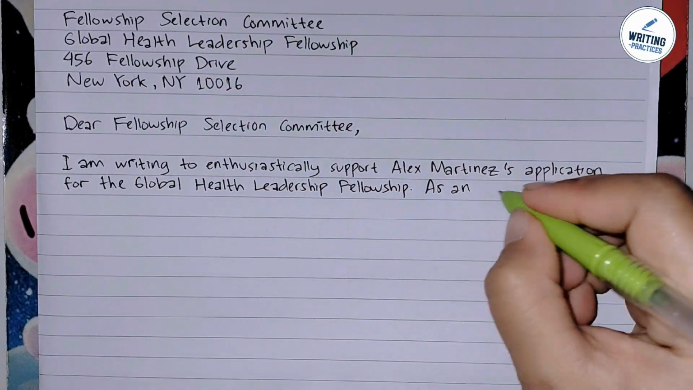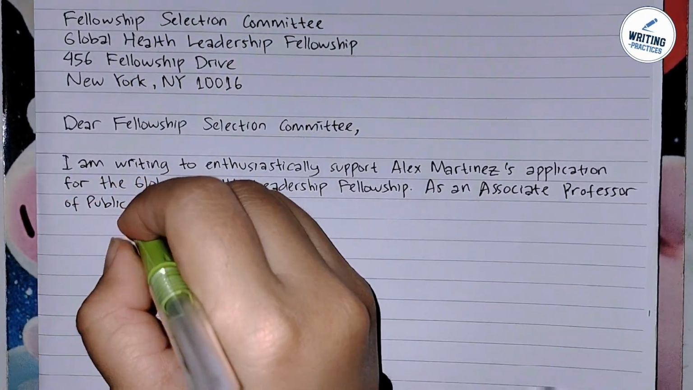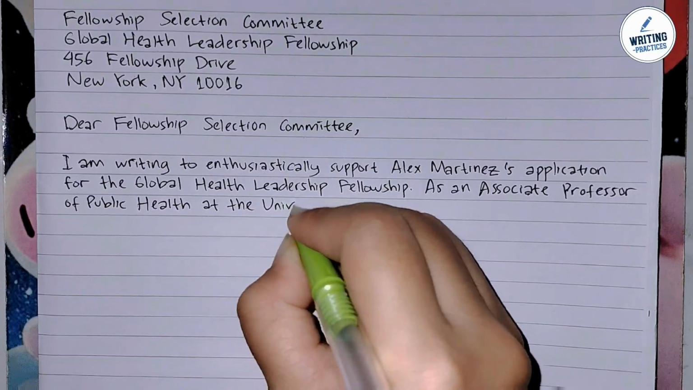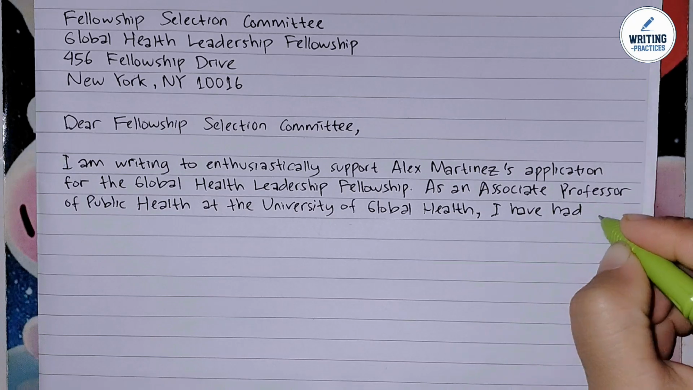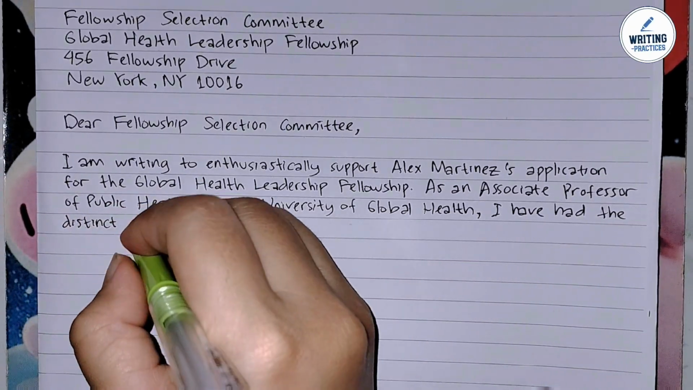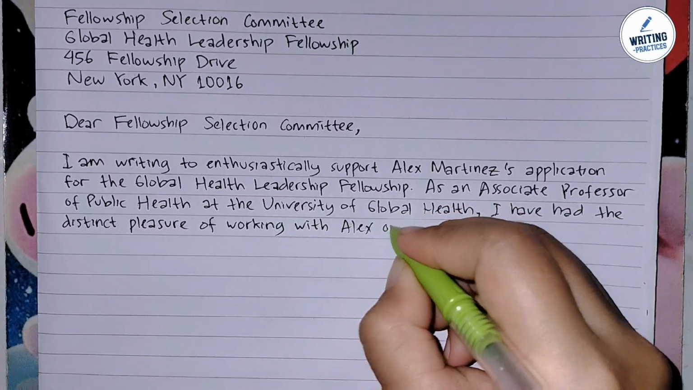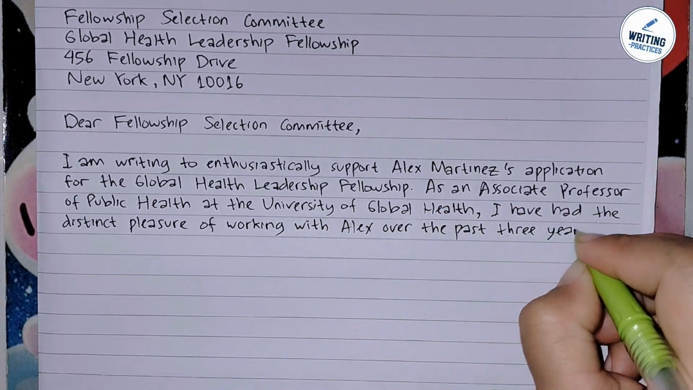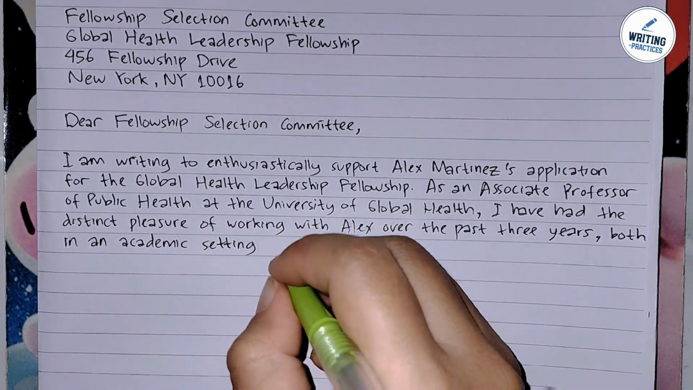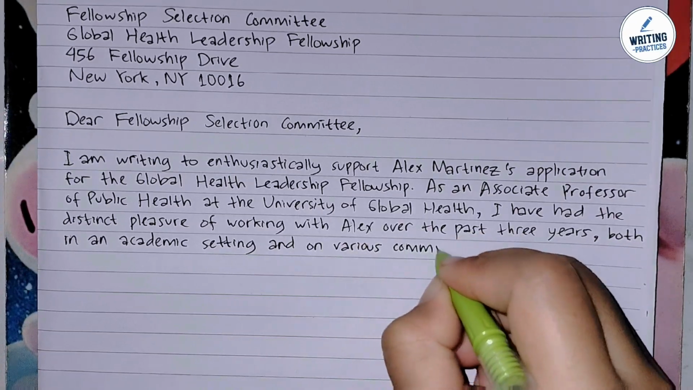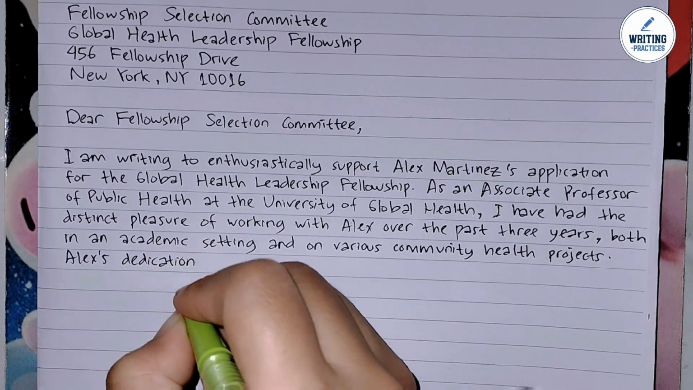For example, you may write, I am writing to enthusiastically support Alex Martinez's application for the Global Health Leadership Fellowship. And then, mention how long you have known the applicant, and in what context, such as academic, professional, or personal. This will add depth to the relationship, showing that your knowledge of the applicant is based on meaningful interactions. And here is the example how you write it. As an associate professor of public health at the University of Global Health, I have had the distinct pleasure of working with Alex over the past 3 years, both in an academic setting and on various community health projects.